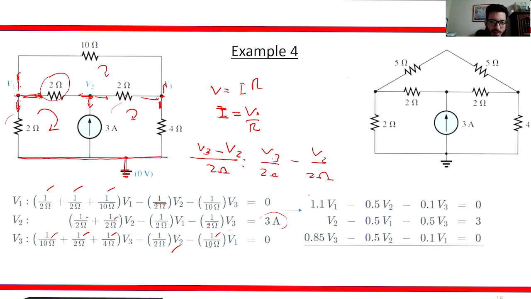All right, so just by solving that, you just write this down on your calculator. You're going to have 1.1 volt of V1, negative 0.5 V2, negative 0.1 V3 equals 0, 1 V2, negative 0.5 V1, and 0.5 V3 equals 3. Actually, this one needs to go to this side so that we can solve it easy. And V3 is 0.85 minus 0.5 V2 and 0.1 V1 equals 0.